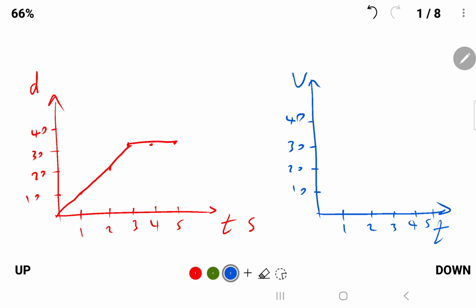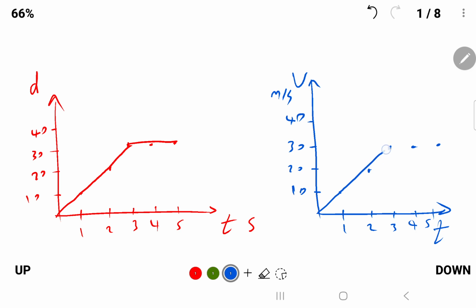And what about the velocity time graph? Let's assume after 1 second the speed of the object or the velocity of the object was 10 meter per second. After 2 seconds it was 20 meter per second. After 3 seconds it was 30 meter per second, and then it continued horizontally like this.